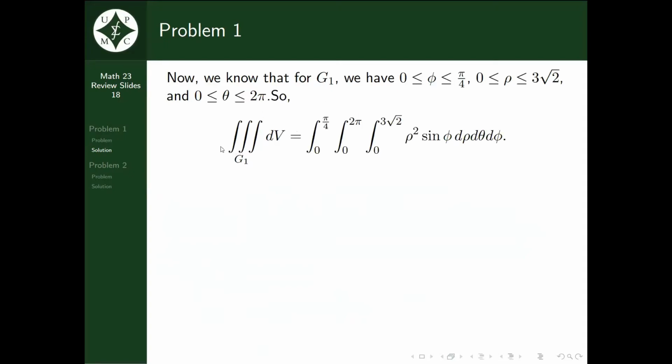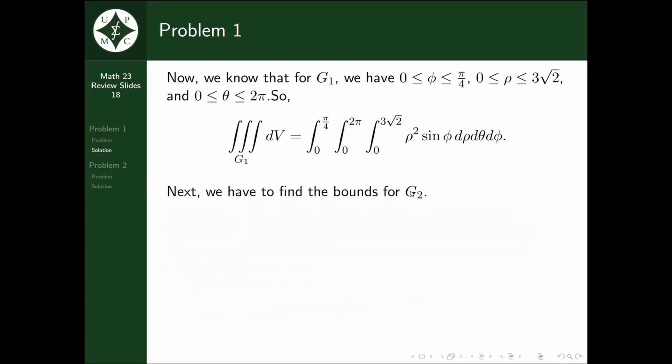So we just have to write this integral over G1 of dV. And since all of our boundaries are constants, we don't need to worry about the order. And then just remember that dV in spherical coordinates is rho squared sine phi d rho d theta d phi.